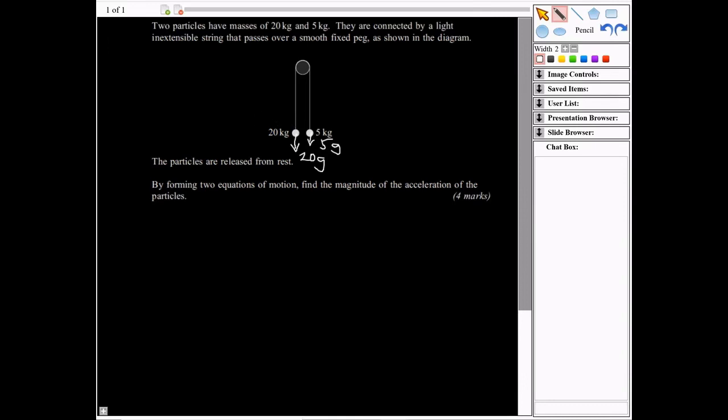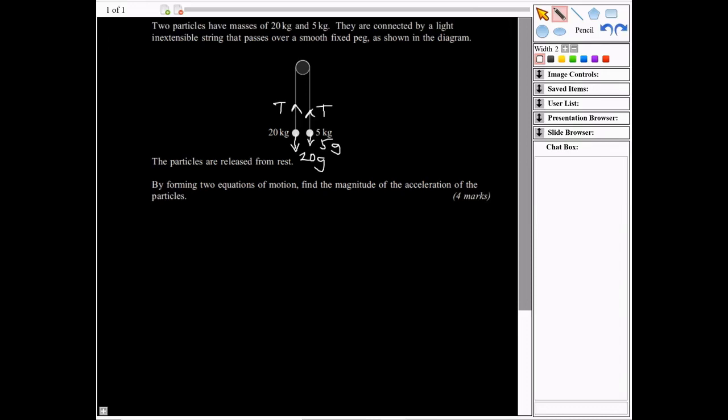Because they're joined together by a string, there's going to be tension in the string, T. Because it's a light, inextensible string, the fact that it's inextensible basically means that the tension will be the same in both sides of the string. And it's light, so it doesn't have any mass of its own, so we don't have to worry about any additional forces. So I can summarize the force situation like that.